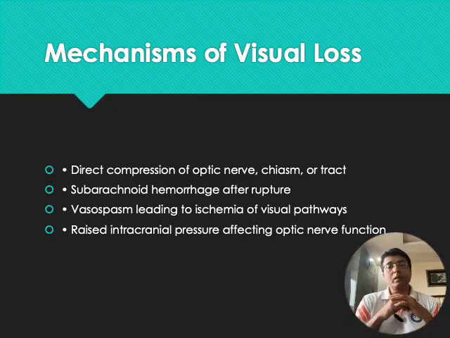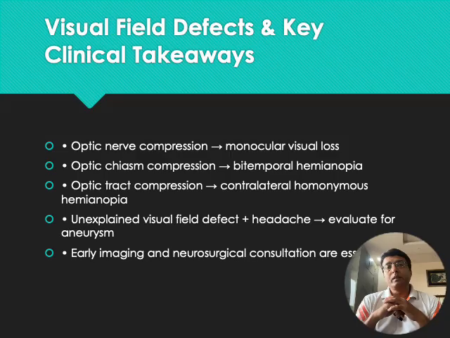Another thing that can cause visual loss is raised intracranial pressure. This is due to affecting the optic nerve function. Now let's have some quick clinical takeaways. Optic nerve compression can cause monocular visual loss. Optic chiasm compression can cause bitemporal hemianopia, and optic tract compression can cause contralateral homonymous hemianopia.